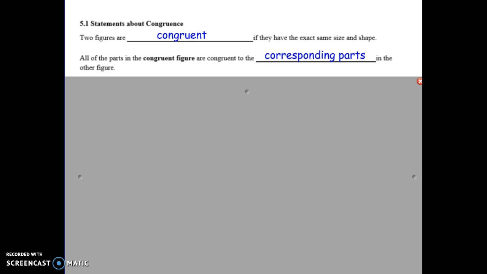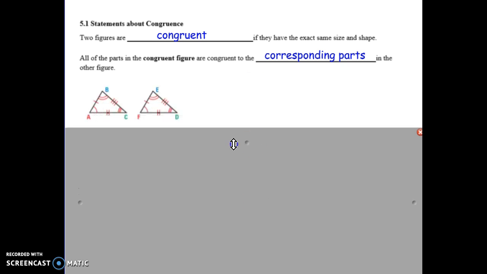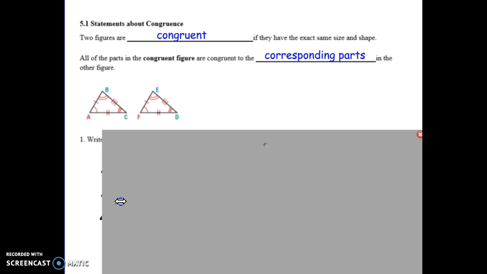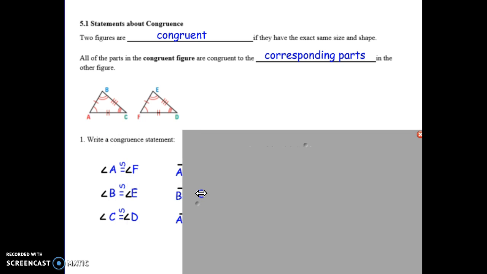So two figures are congruent if they have exact same shape and size. All of the parts of the congruent figures are congruent to the corresponding parts. Basically, that's saying if I've got two triangles, I've got to list them in lots of different ways. So, to write a congruent statement, angle A, and angle is very important, is congruent to angle F, angle B is congruent to angle E, angle C is congruent to angle D. Okay, so that is the first thing I can list, since all the angles are congruent.